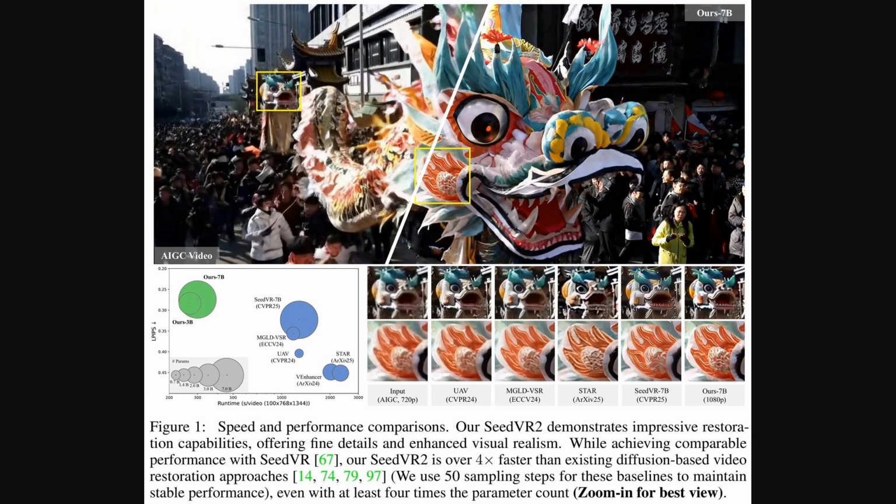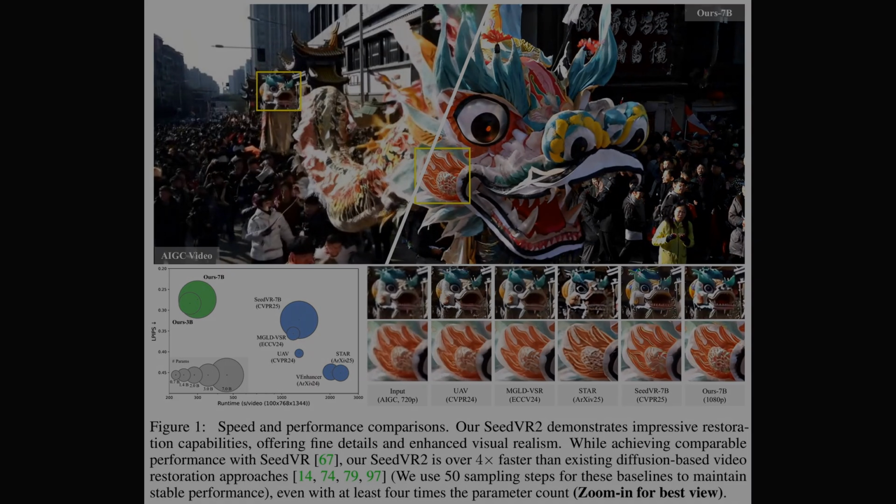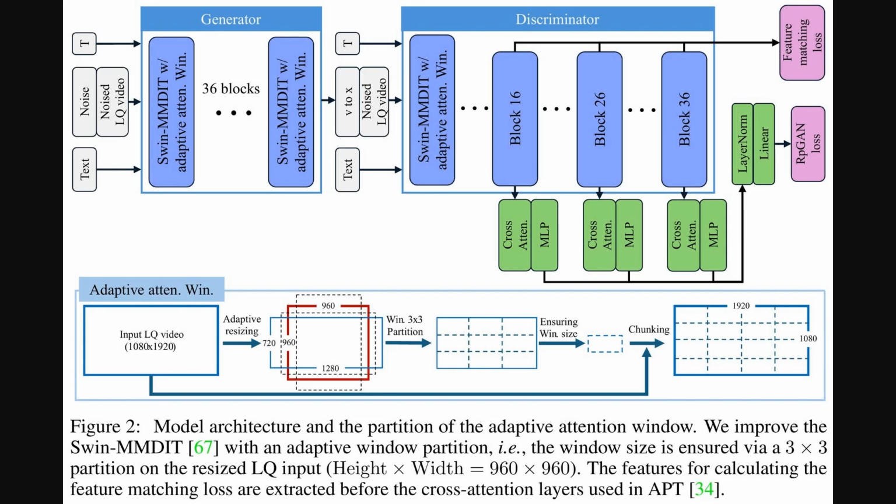Then, there's a scatter plot. This compares runtime against LPIPS. LPIPS, or Learned Perceptual Image Patch Similarity, measures how close the output is to an ideal image perceptually. The plot also considers model parameters, indicating model size. Both the 3 billion and 7 billion parameter SeedVR2 versions show superior speed, over 4 times faster, and excellent visual results.